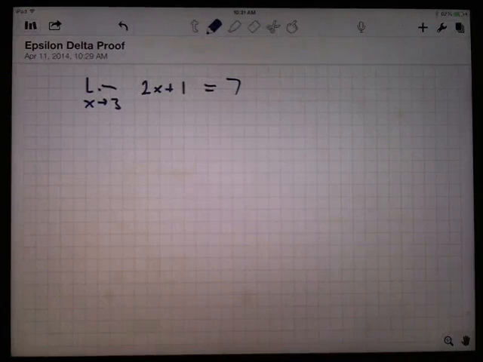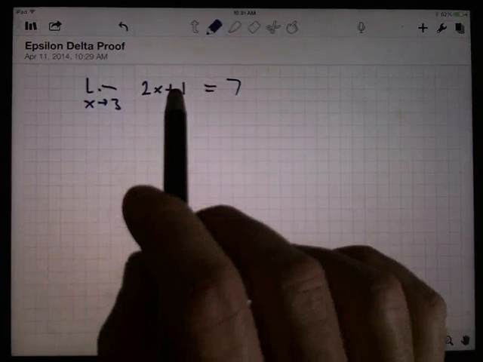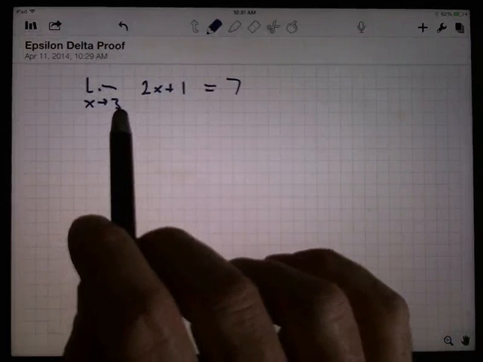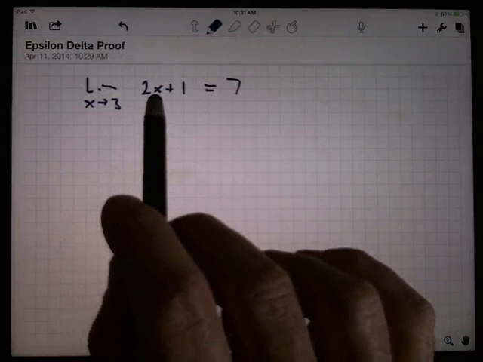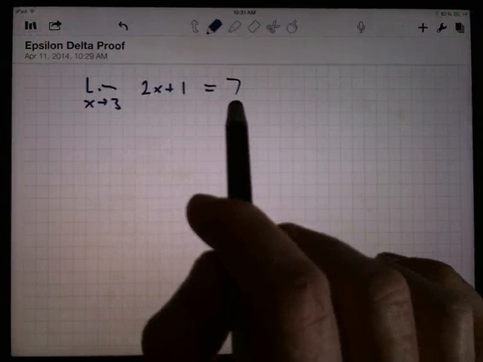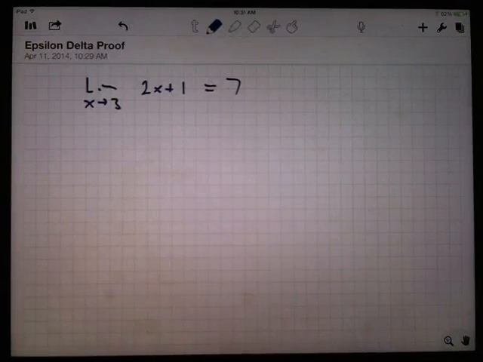I didn't use any epsilons and deltas. This is a pretty nice function. What happens as you get close to 3 is pretty much the same as what happens when you get to 3. When you plug a 3 in there, you get 2 times 3 is 6, plus 1 is 7. That's where my 7 came from. So calculating the limit has nothing to do with epsilons and deltas. Now, proving that I'm right, here's where the epsilons and deltas come in.